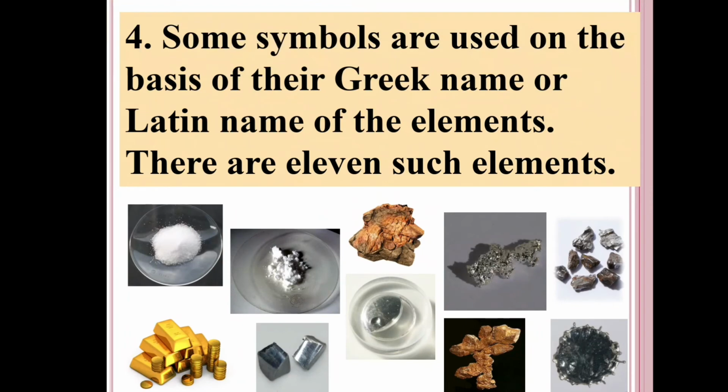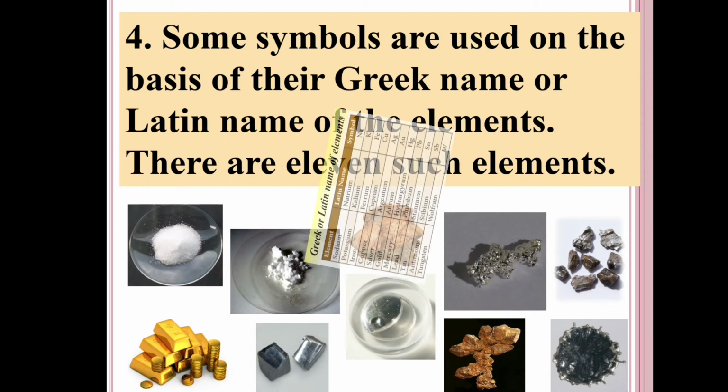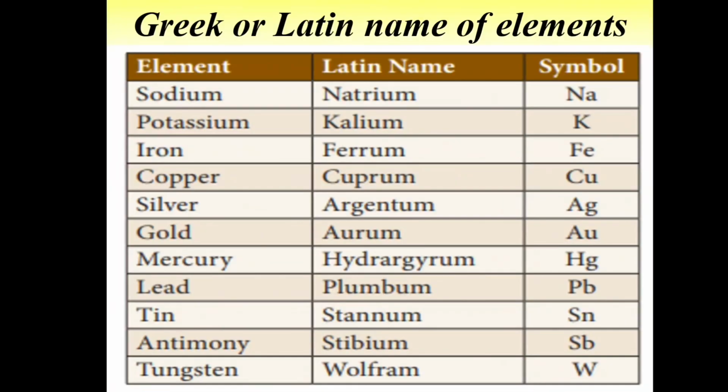Fourth one: some symbols are used on the basis of the Greek name or Latin name of the elements. There are 11 such elements. So for some elements, the Greek or Latin name is the basis of the symbol. We have 11 elements, and we can see them.